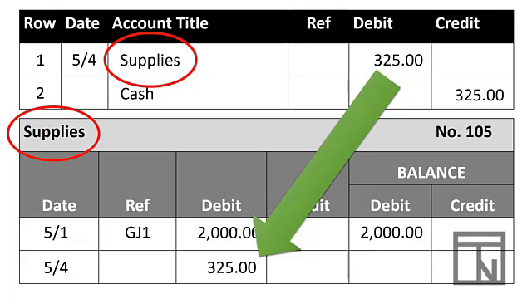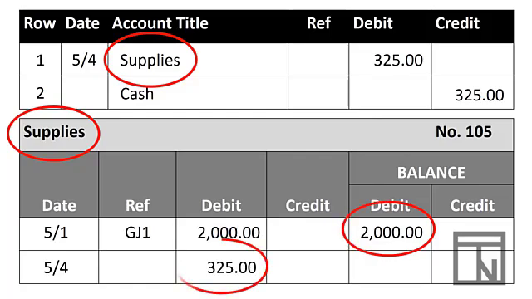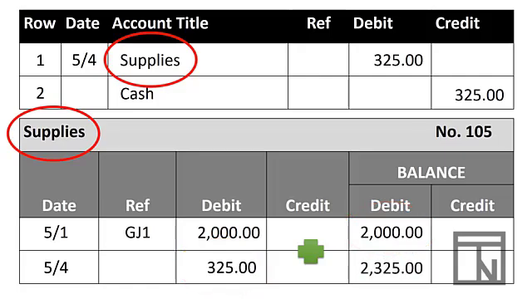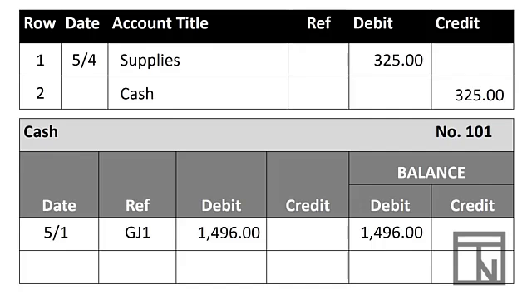Once we've moved that into the general ledger, the next step would be to adjust the balance for supplies based on this new transaction. So looking at our balance for the supplies account, we have a debit balance of $2,000. And our transaction also happens to be a debit of $325. Anytime both the balance and the new transaction are on the same side, they're both debits or they're both credits, then we would add those together. So where these are both debits, we're going to add them together, and the new balance in our supplies account would be $2,325.